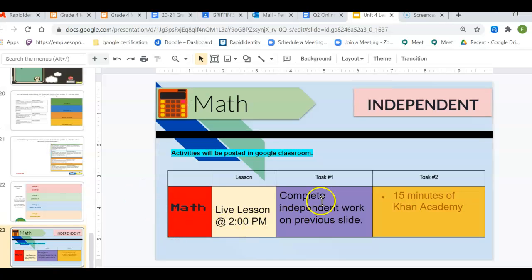And lastly, just a reminder, complete the independent work on the previous slide. And also you have 15 minutes of Khan Academy.